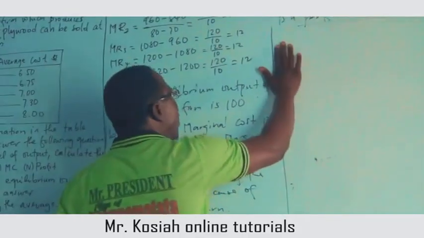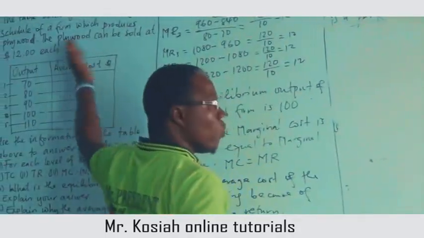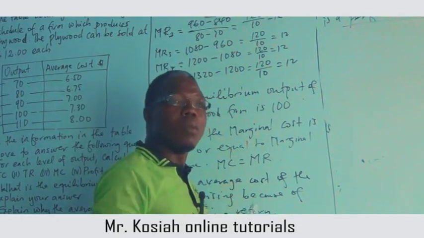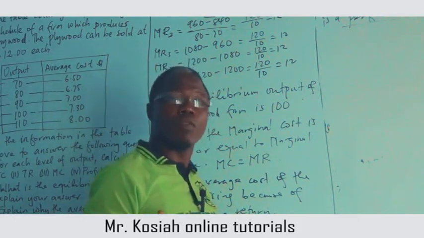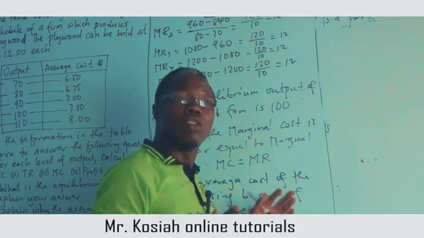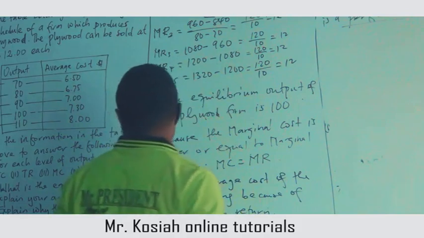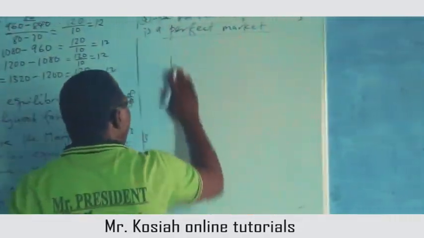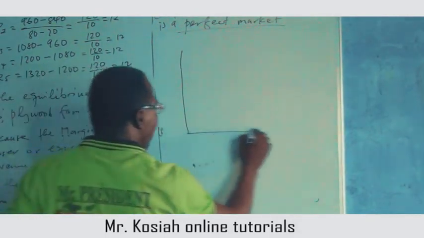Now, it is a perfect market because we only have one good. The goods are what? Homogeneous. Homogeneity means they are the same. And in this market too, they have free entry and free exit. There is no restriction in this market. Now, again, they are asking us with the aid of a diagram. Let's see if we can draw a diagram of a perfect market.